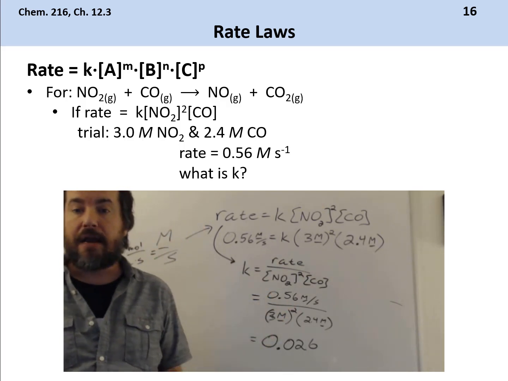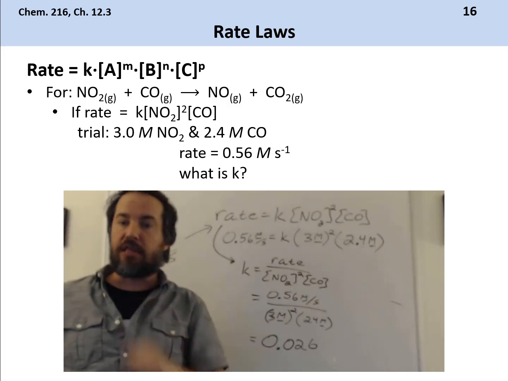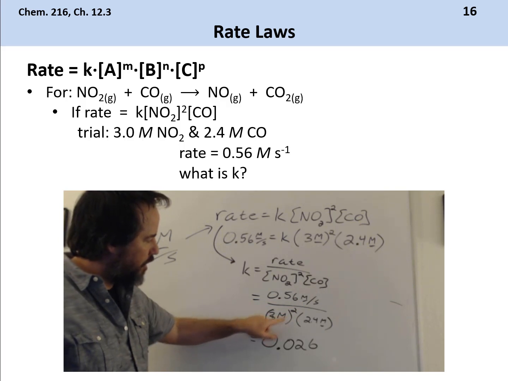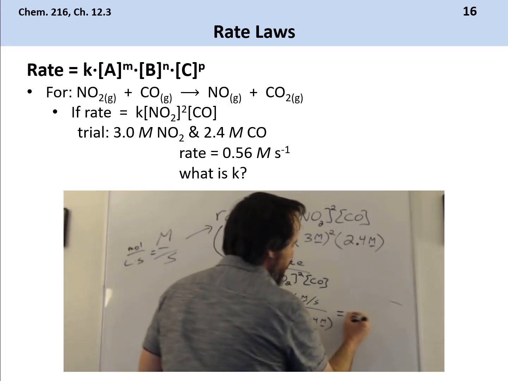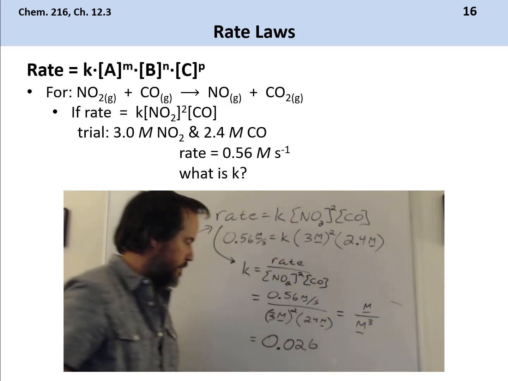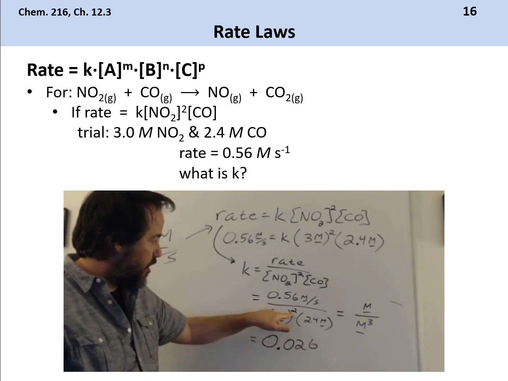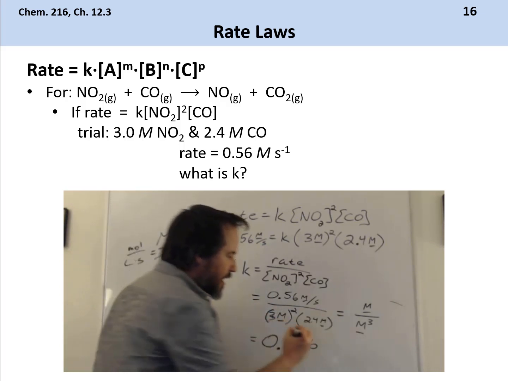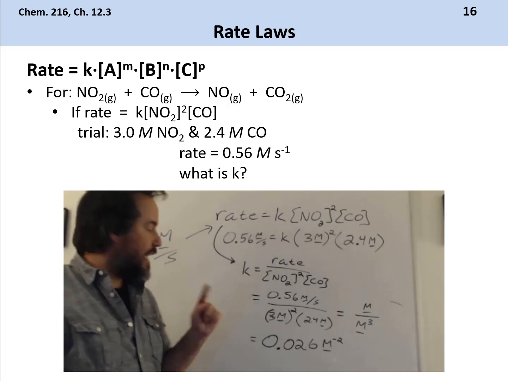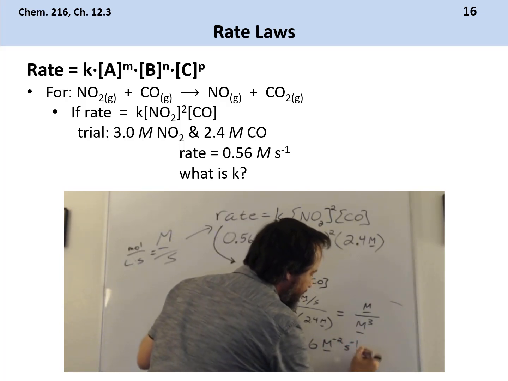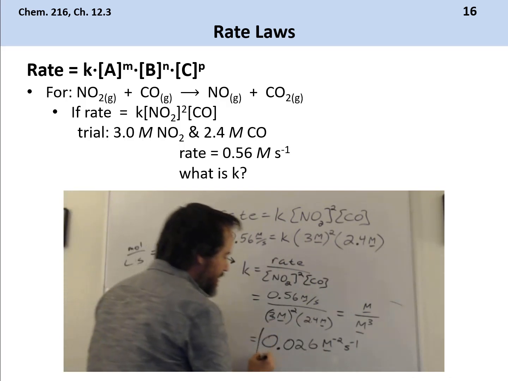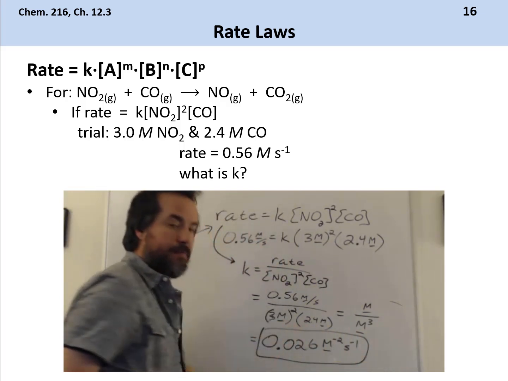Okay, all right, but let's look at the units. I have molarity, and then on the bottom I have molarity squared times molar. Right? This is going to be molarity over molarity cubed. Okay, molarity squared and molarity. So this is going to get me molarity to the -2 times seconds to the -1. Okay, so this is my value for K.